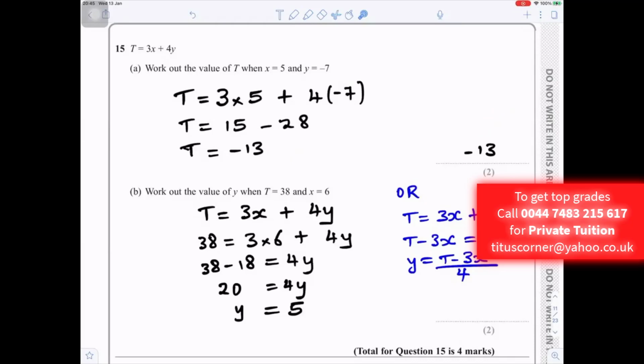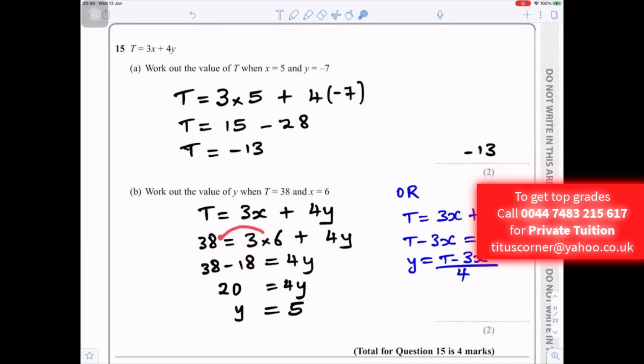Work out the value of y when t is 38 and x is 6. So you write down that equation from the top there. Copy it down. Sub in t as 38, x as 6. The 3 stays the same, and plus 4y, the 4y stays the same. Now 3 times 6 is 18.